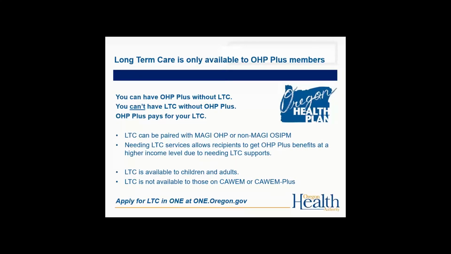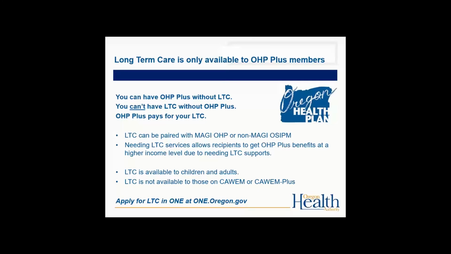Okay. I said it before, but I'm going to say it again. Long-term care is only available to OHP Plus members. You can have OHP Plus without long-term care, of course, many people do, right? But you can't have long-term care without OHP Plus, because it's actually OHP Plus that pays for your long-term care coverage. So I want to make sure that that's clear, and I think it will become clear if it isn't. We already said this, but I'm saying it again. Long-term care can be paired with MAGI OHP or non-MAGI OSIP-M, either of those full benefits.